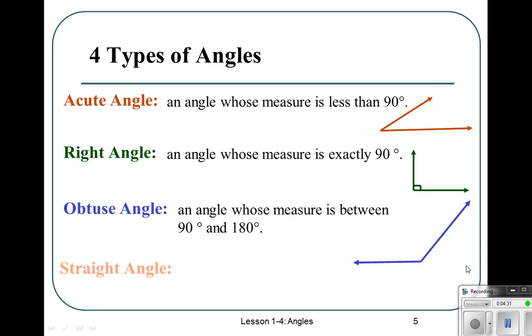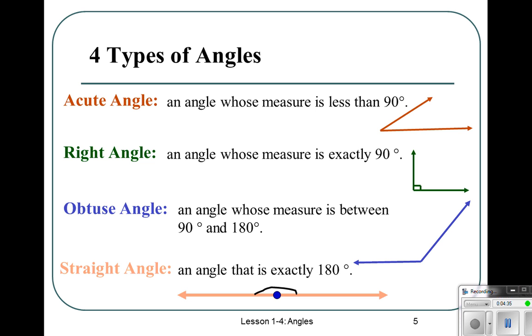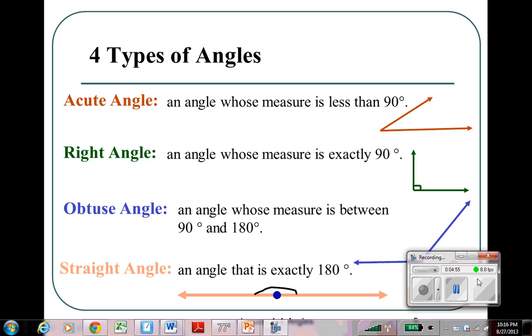And finally, we have a straight angle. This may be new to you. A straight angle is what we know as a straight line. You take these 2 rays and put them out so they go in complete opposite directions. They are a line. That is a straight angle, and its measure is 180 degrees. Okay, we finished that.